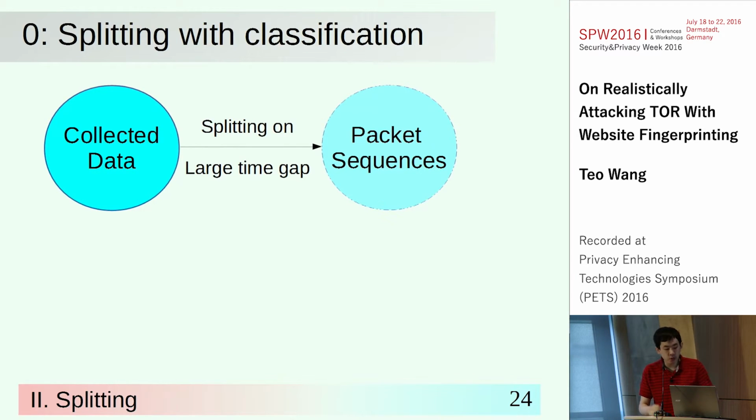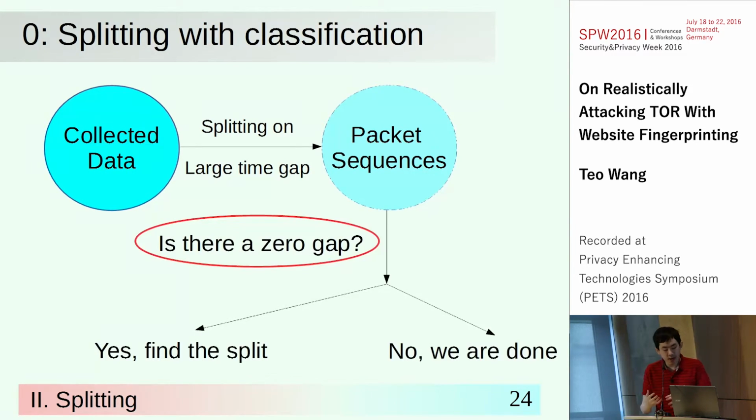We have some collected data, we do some splitting on large time gaps, we have some packet sequences, and we try to split them some more, because the large time gap approach isn't going to deal with zero time gaps. So there are actually two classification problems here: is there a zero gap, and if so, find the split.